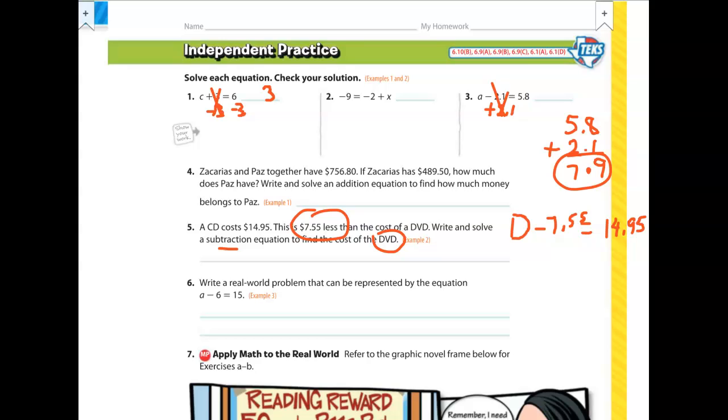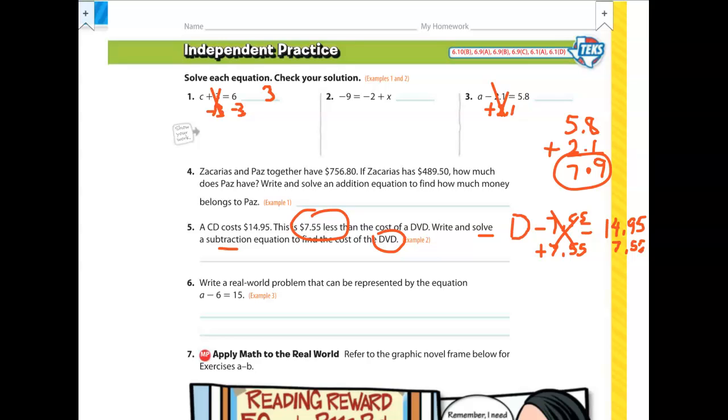Okay. So now that I have my equation, I want to go ahead and solve it because it says to write the equation and solve it. So if I have minus $7.55, what am I going to do to get rid of that? Am I going to add or subtract? Very good. I'm going to add $7.55, which creates a zero pair. This goes away. So $14.95. Very carefully, I'm going to add on the other side as well.